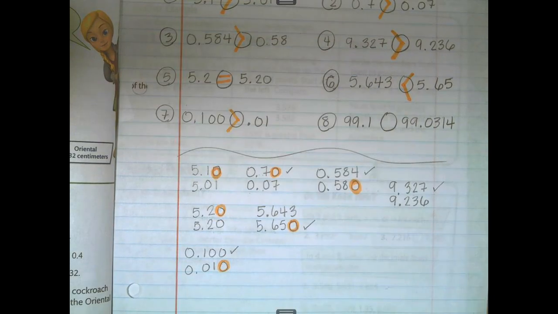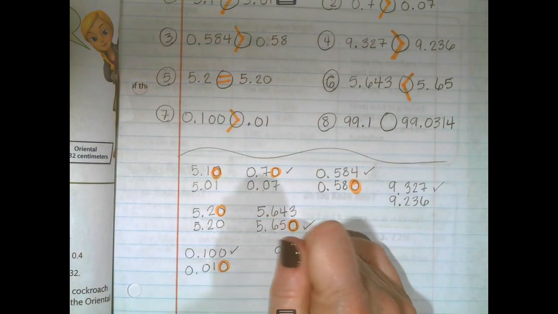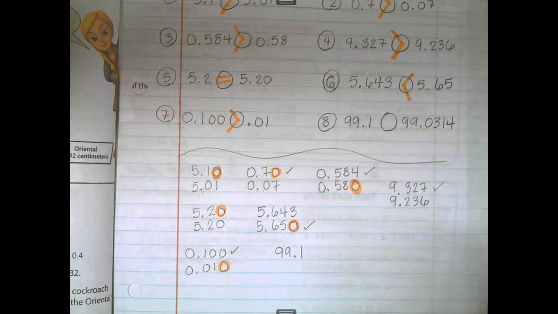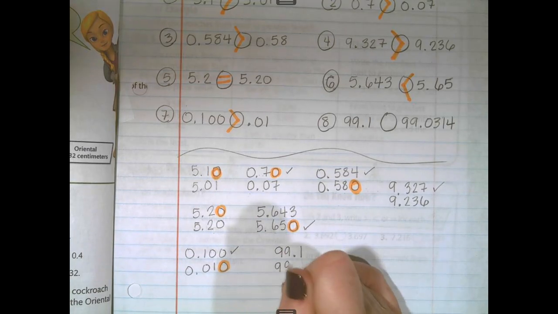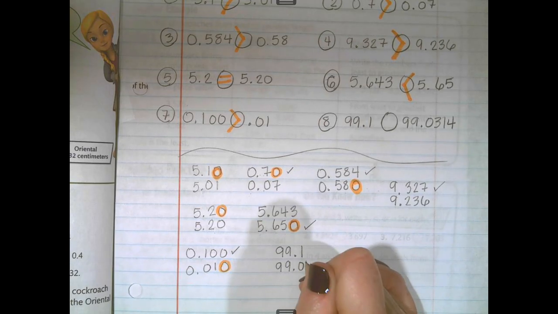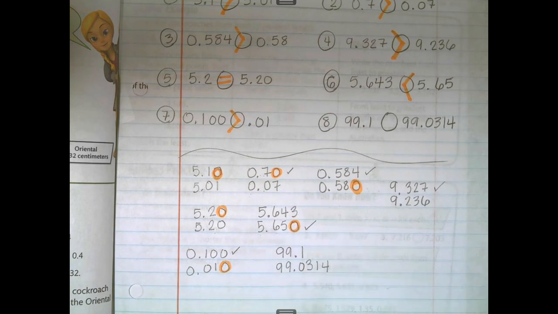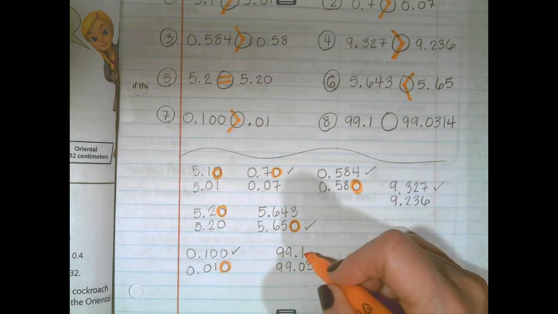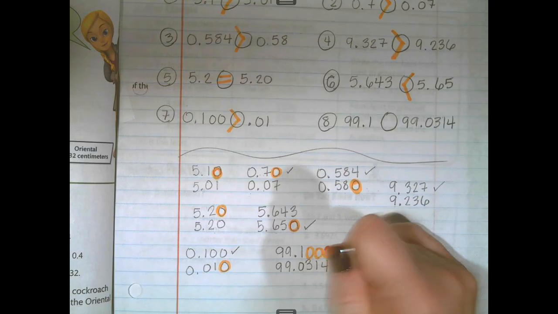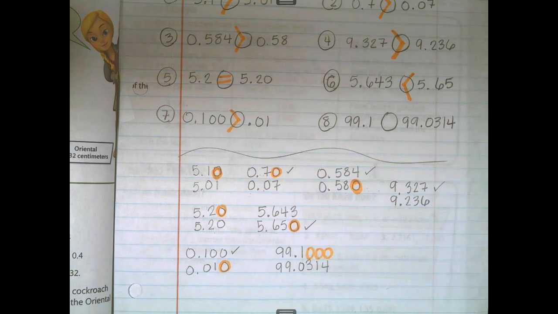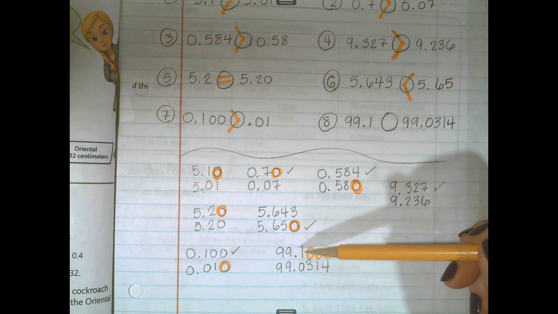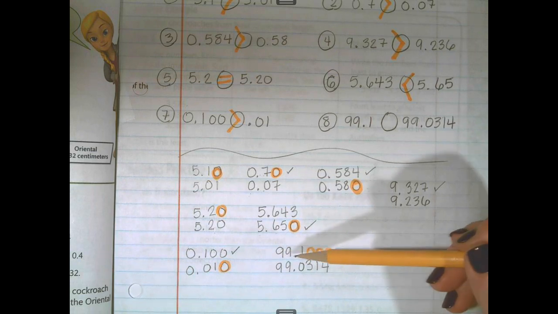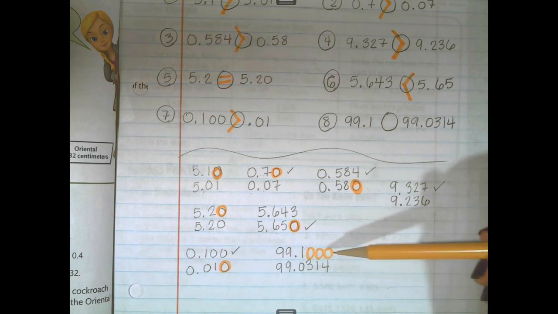And the last one I have on this little practice page is 99 and 1/10. And I'm comparing that to 99 and, I threw a big one here, 314 ten thousandths. Now, I'm going to annex my zeros. So I have 4 digits behind the decimal point. I only have 1 here. So I'm going to annex those 3 zeros, add those place value holders. And really, 99 and 1/10 is equivalent to 99 and 1,000 ten thousandths.